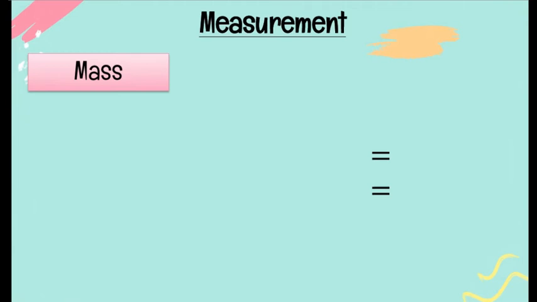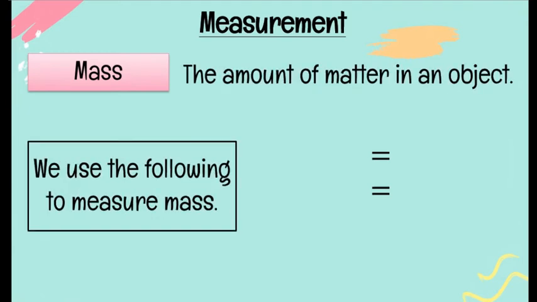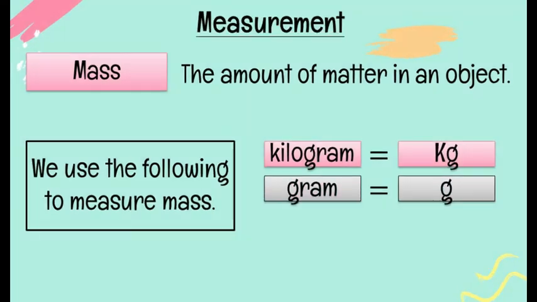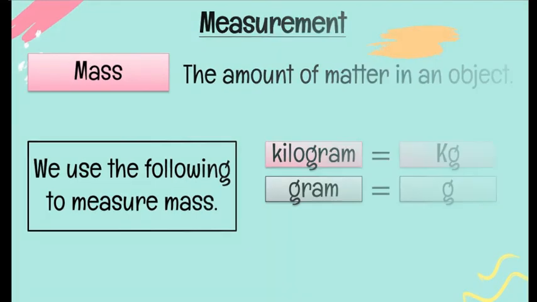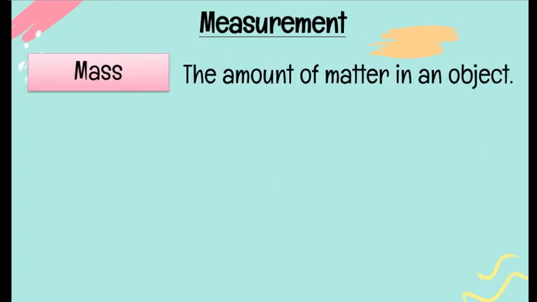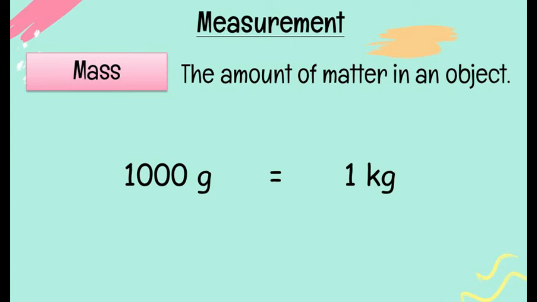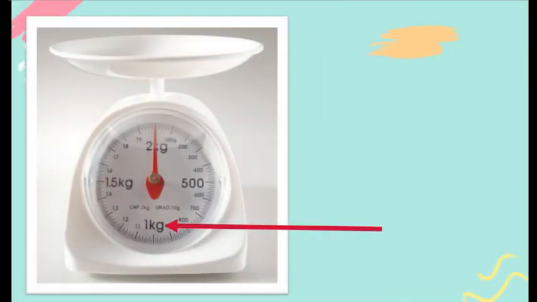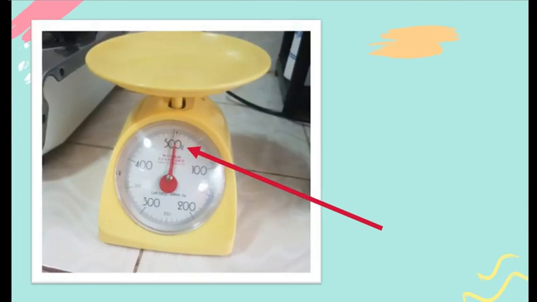Mass, the amount of matter in an object. We use the following to measure mass: kilogram or kg, gram or g. Grams is equal to 1 kilogram. This is a weighing scale with a unit of measurement kilogram. And this one is a kind of measuring scale used to measure gram.